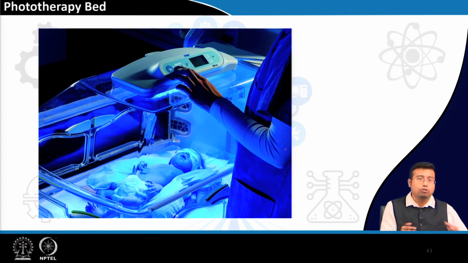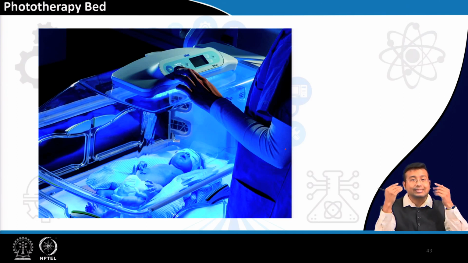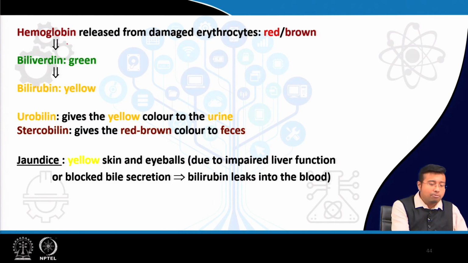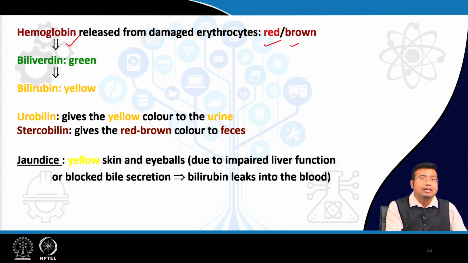This is a blue light. The newborn baby has been placed in the bed and his eyes have been covered because ultraviolet rays can damage the retina, so as to prevent retinitis. This is a phototherapy bed. We will discuss jaundice in much more detail in the upcoming class, but you should know the colors of bilirubin metabolism: hemoglobin when released is red and brown, biliverdin is green, bilirubin is yellow, and urobilinogen gives yellow color to the urine.